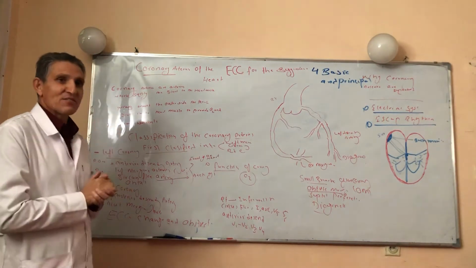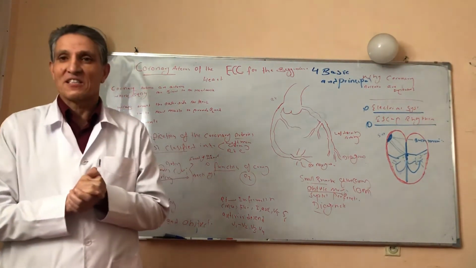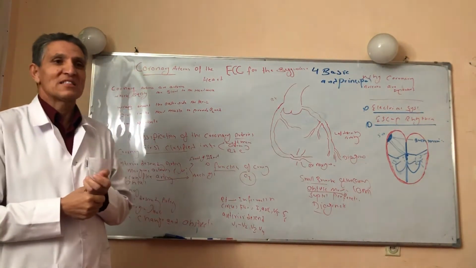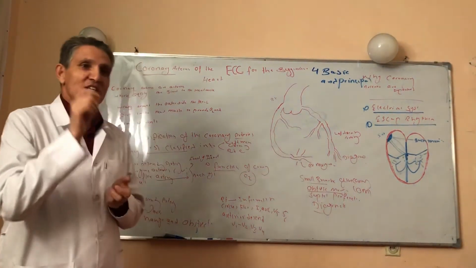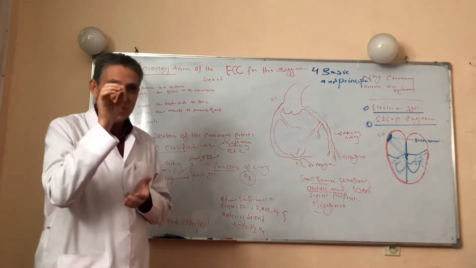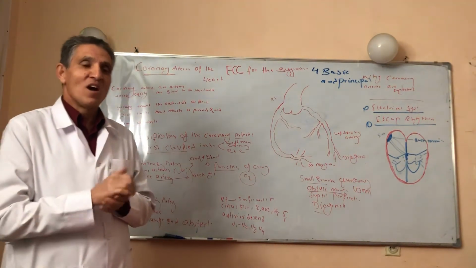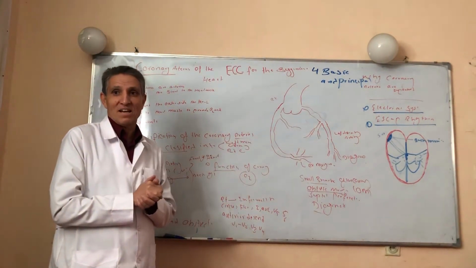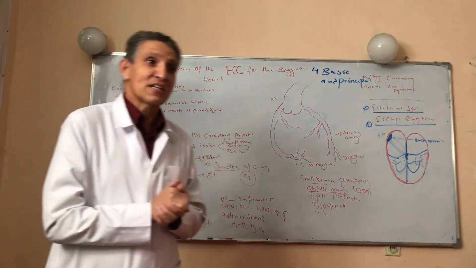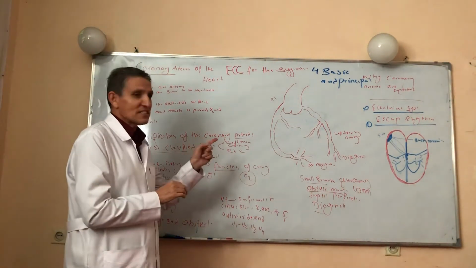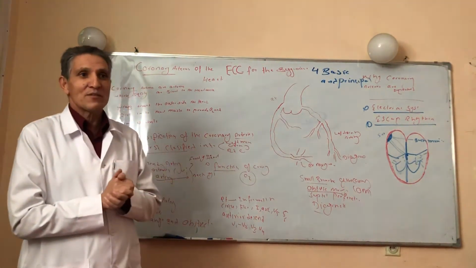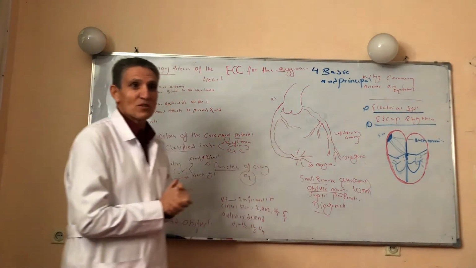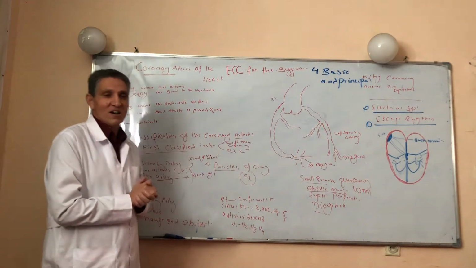This was about the classification. The left main coronary artery is divided into three main branches. Number one, the anterior descending artery, which supplies blood to the anterior part of the heart muscle. Then the obtuse marginal arteries. And the third one is the circumflex artery. The circumflex artery, as the name suggests, encircles the heart muscle and provides oxygen to the posterior part of the heart.